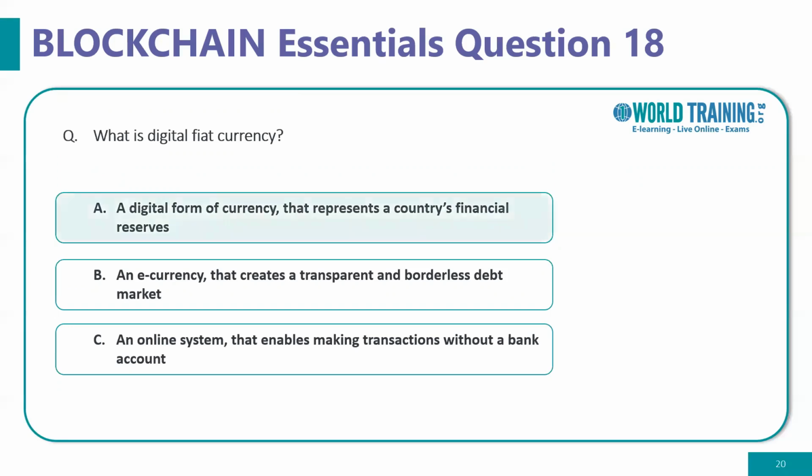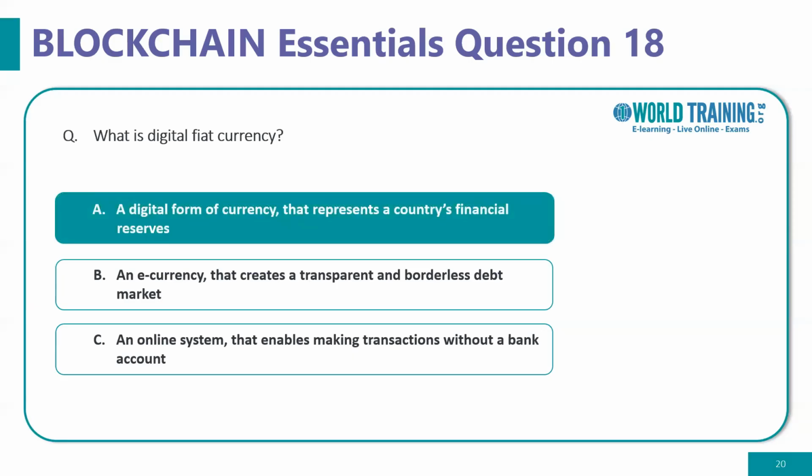So we have to see what is the correct option, and option A is the correct option. It's a digital form of currency that represents a country's financial reserves. So you can think of them as a fiat currency.